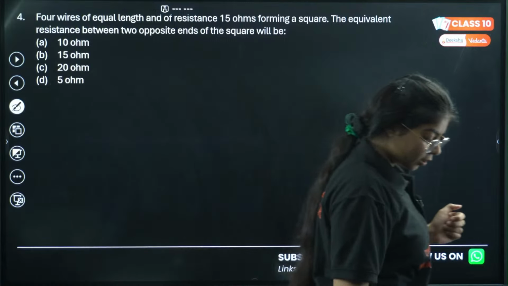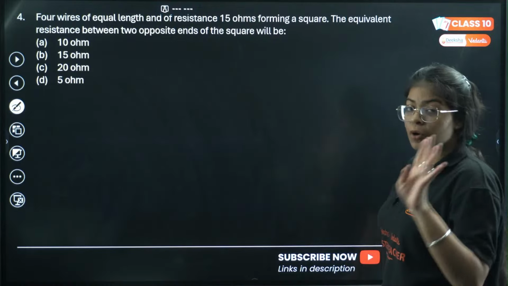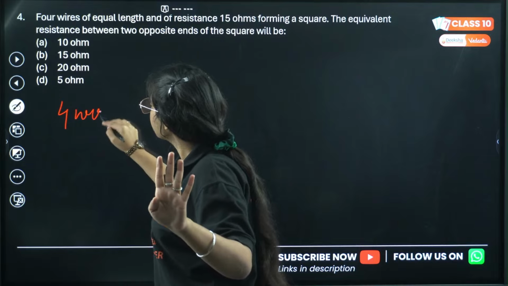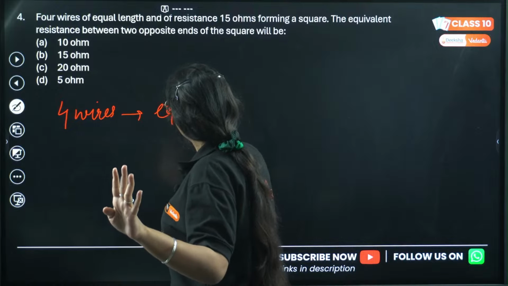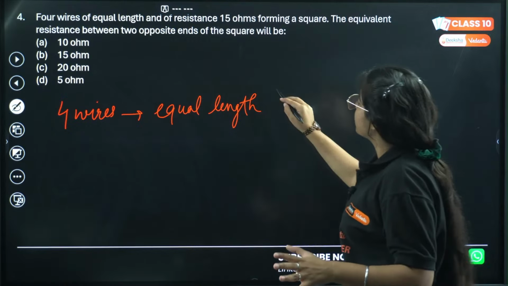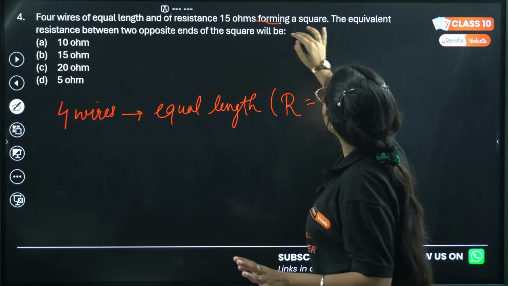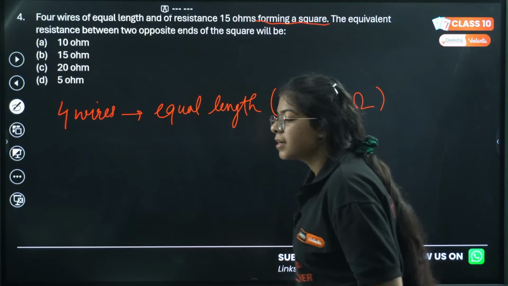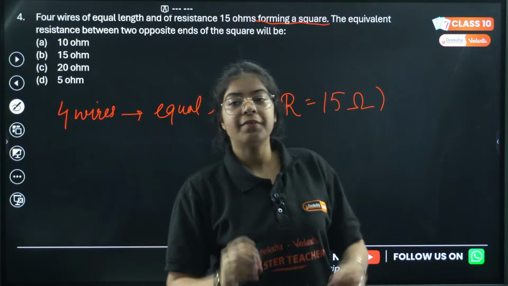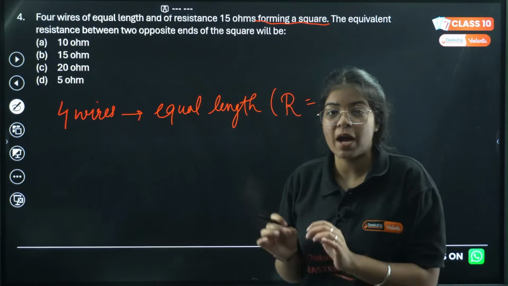Read it carefully again. This requires a little bit of calculation, so read it carefully. Four wires of equal length. Write it down. 4 wires of equal length, and their resistance is 15 ohms. Now they are forming a square. These 4 wires which are of equal length are forming a square and each has a resistance of 15 ohm. The equivalent resistance between two opposite ends of the square will be.